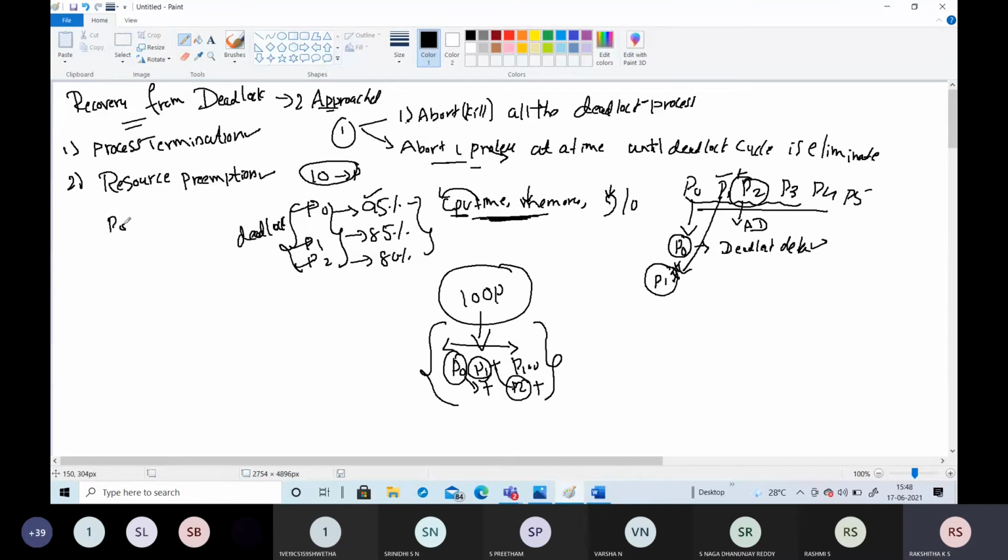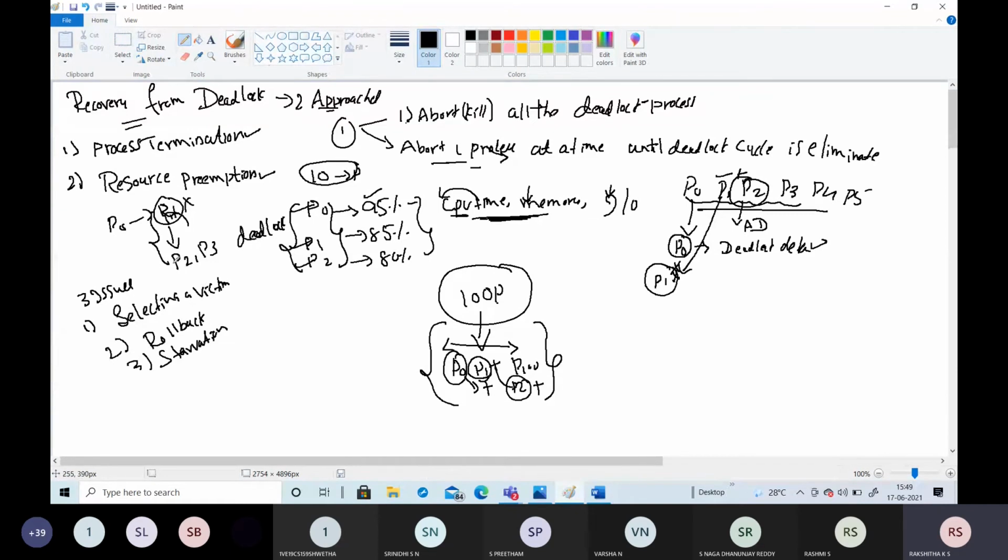Here, P0 is already allocated resource 1. I'm forcefully removing this resource and allocating it to another process. During this type of execution, allocating the resource to another process, I'm going to face three different issues. So what are the three different issues? First one is selecting a victim. Second is rollback, and third is starvation.